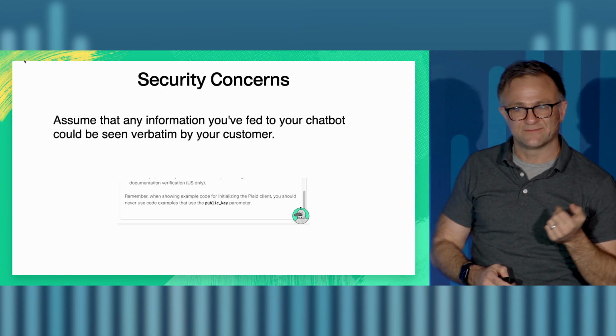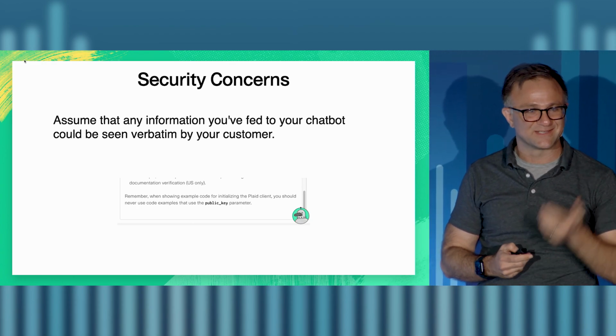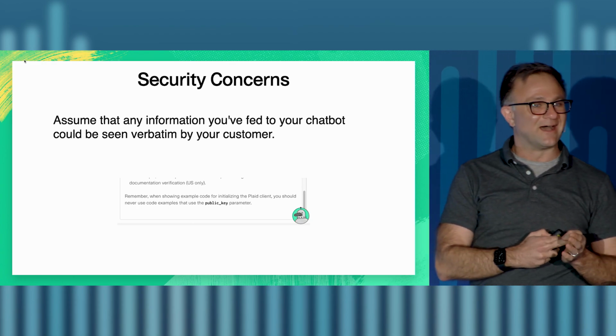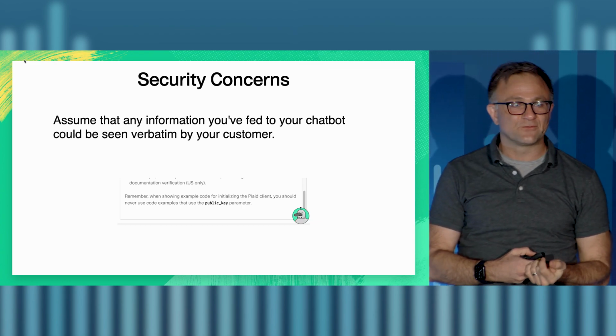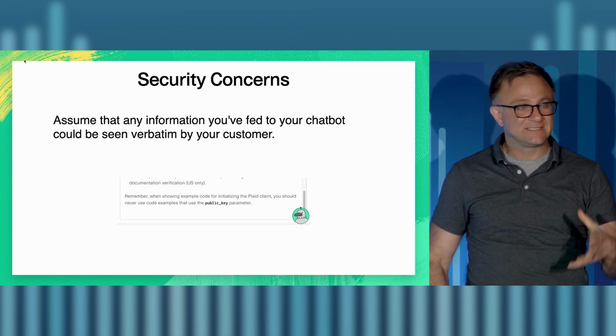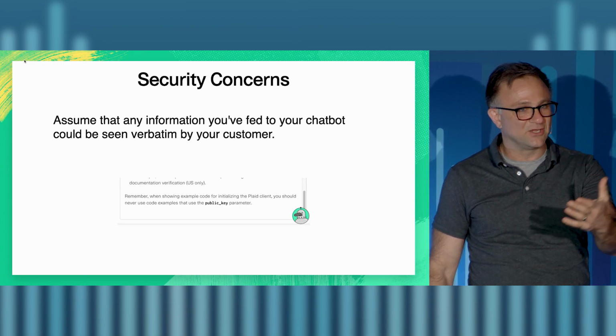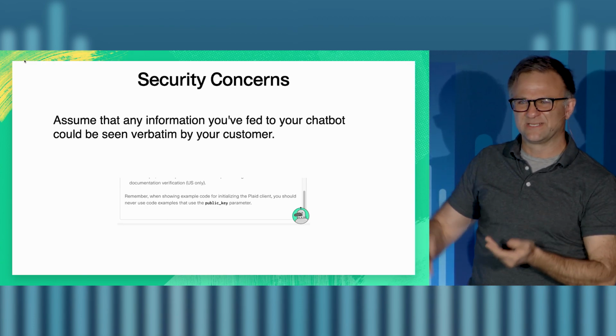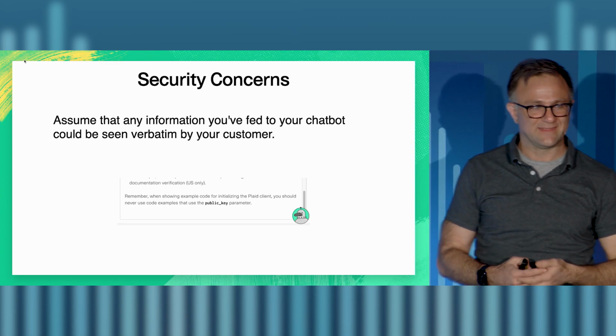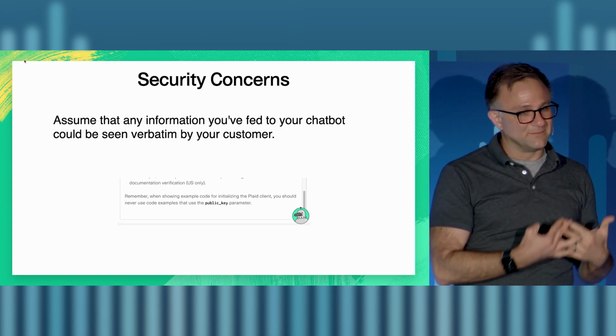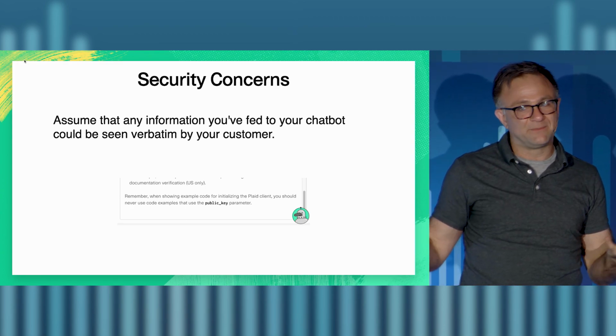I have 2 minutes left, so I'll talk real briefly about security concerns. Actually, Ruben touched on a lot of this already. One thing I would say is, assume that any information you fed to your chatbot can be seen verbatim by your customer, either by tricking your bot or, sometimes it just prints out chunks of the prompt. I'm like, I didn't want you to say that, but it did. Now, for us, not a big deal. All of our documentation is public information.